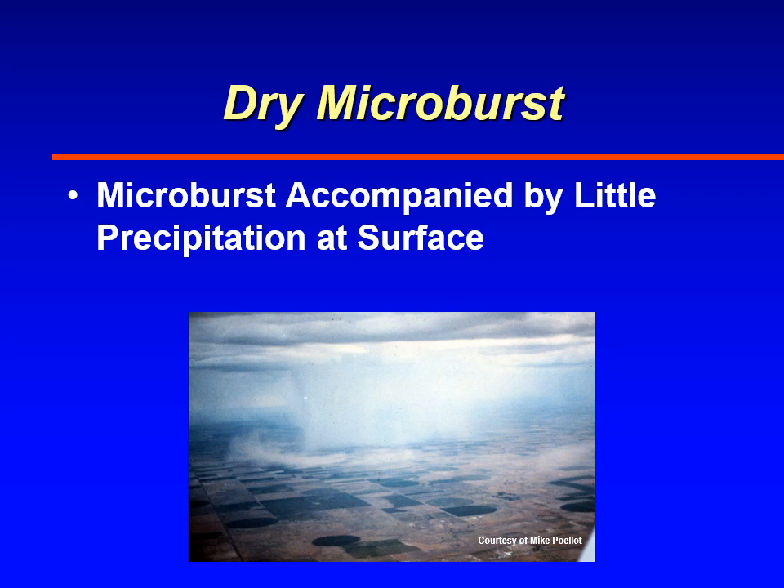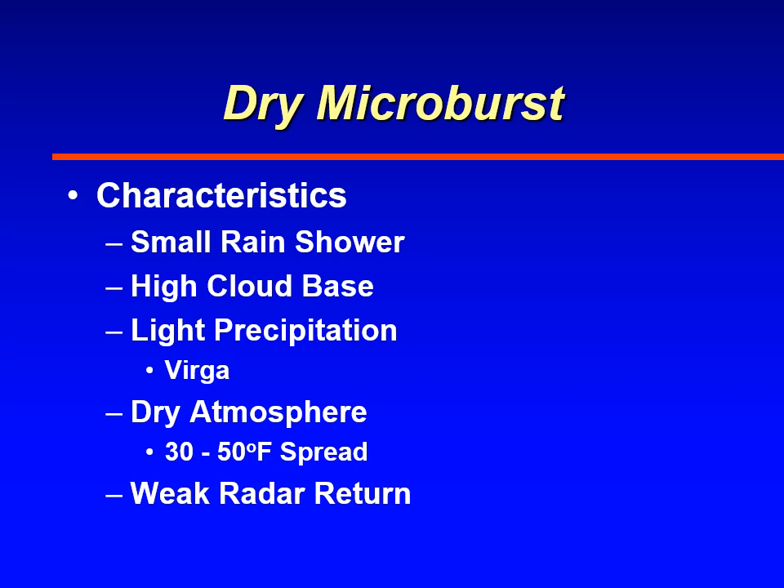Whereas dry microbursts can be somewhat hard to identify because you don't see really large storms. You see just kind of towering cumulus developing in the area, or maybe even just smaller cumulus that could be precipitating. But as that precipitation falls, it evaporates. So dry microburst characteristics are you've got small rain showers, very high cloud bases because these develop in atmospheres that are rather dry. As I mentioned before, you don't get much precipitation at the surface. You usually get virga, but underneath that virga you get a strong downdraft and outflow.